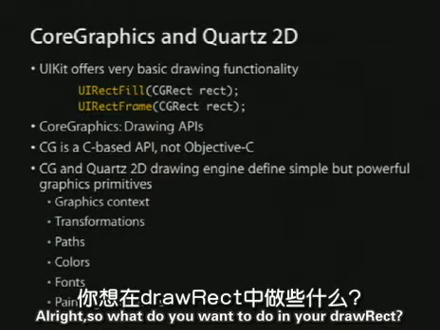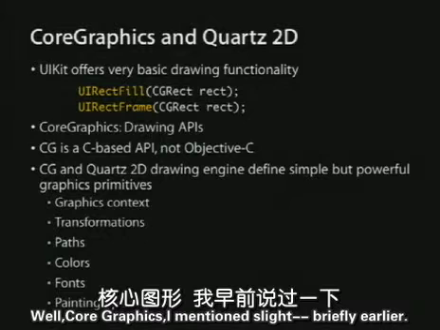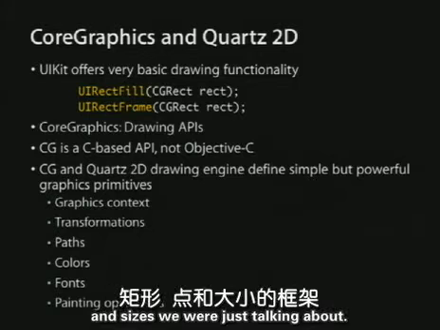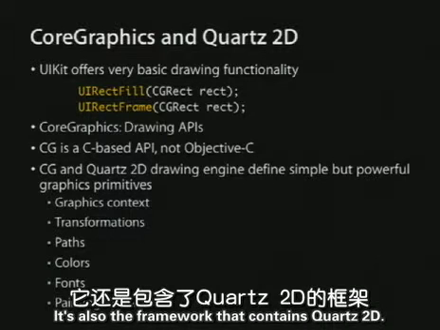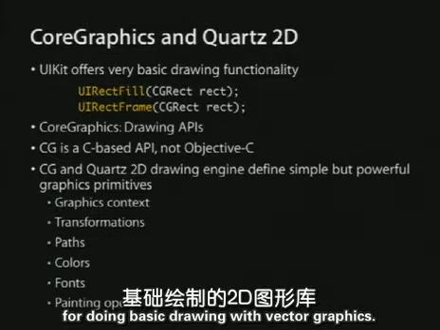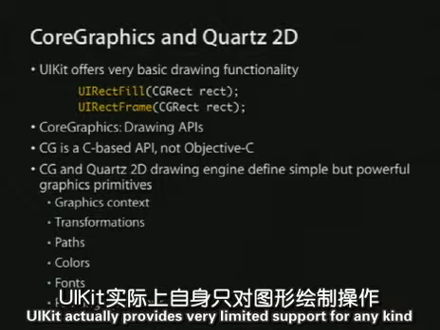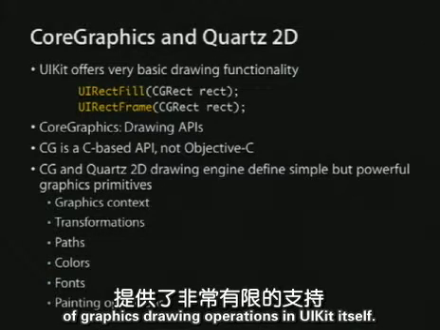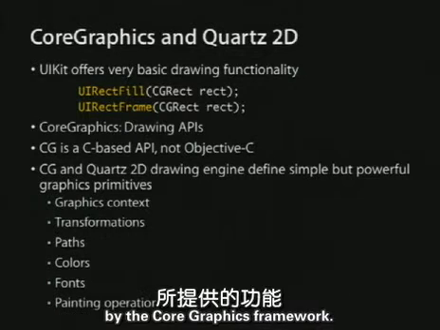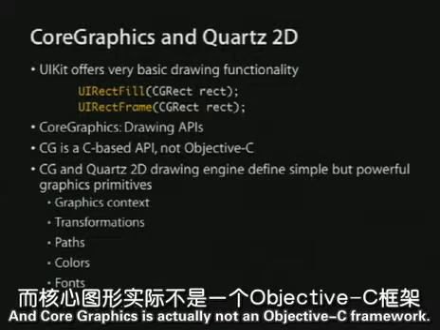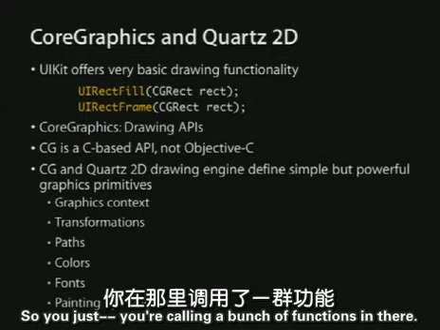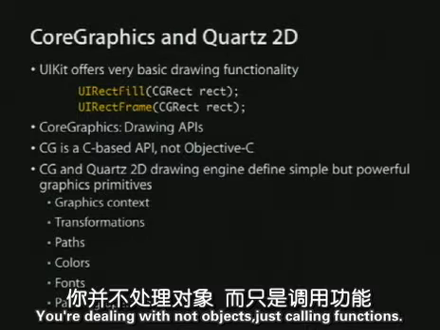All right, so what do you want to do in your drawRect? Well, Core Graphics, which I mentioned briefly earlier, is the framework that defines those rectangles, points and sizes we were just talking about. It's also the framework that contains Quartz 2D, which is basically our 2D graphics library for doing basic drawing with vector graphics. UIKit actually provides very limited support for graphics drawing operations in itself. It relies mostly on the functions provided by the Core Graphics framework. And Core Graphics is not an Objective-C framework. It's a straight C framework, so you're calling a bunch of functions, not dealing with objects.